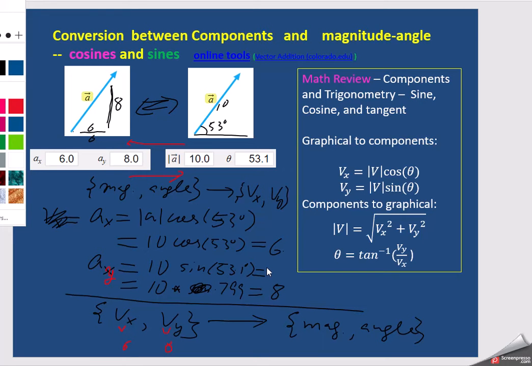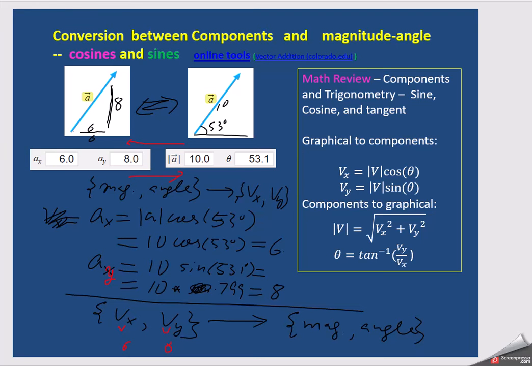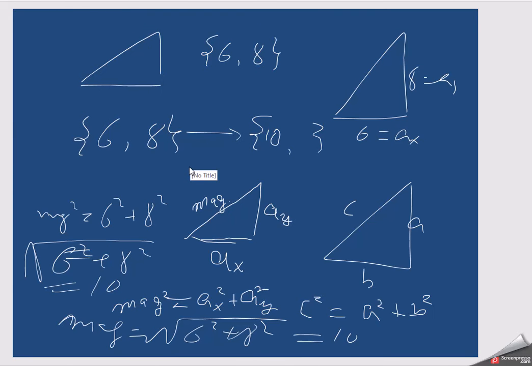You can convert from components A_x and A_y. If these two are given, or 6 and 8 are given, you want to convert the other way, from the components to the magnitude. That will require you to understand some more mathematics. To get the magnitude, you simply add A_x squared and A_y squared and take the square root. So that's the magnitude.